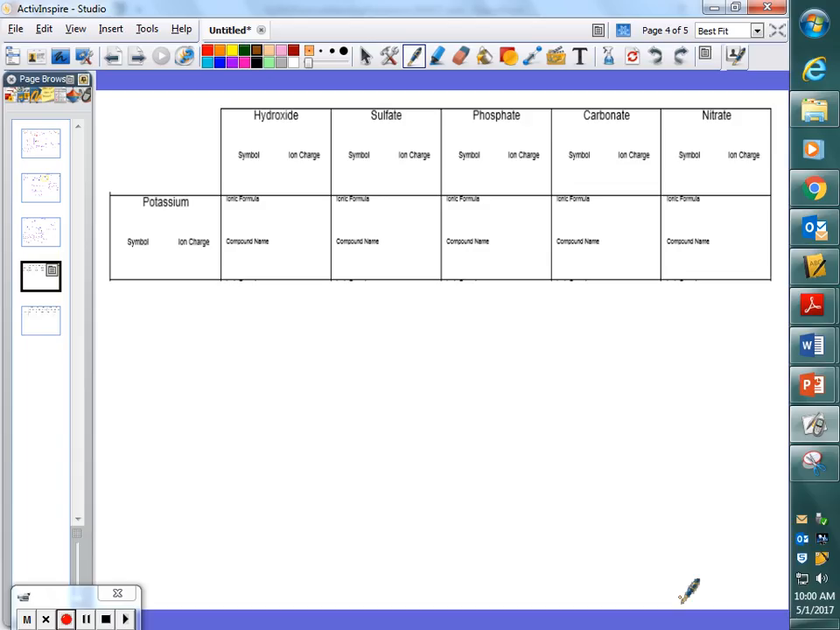So I'm not going to do this in order because there's some rows that are easier than others. First thing we need to do is come up with symbols and especially charges, okay? So let's do the top part because there's all of your polyatomic ions, or your polyatomic anions. We just learned the symbol for hydroxide is what?